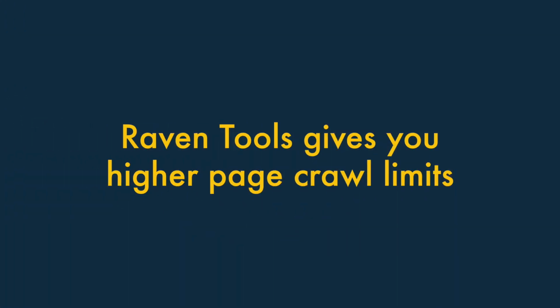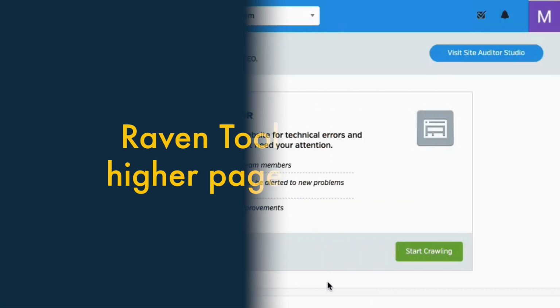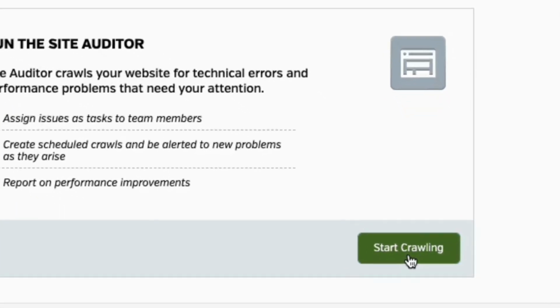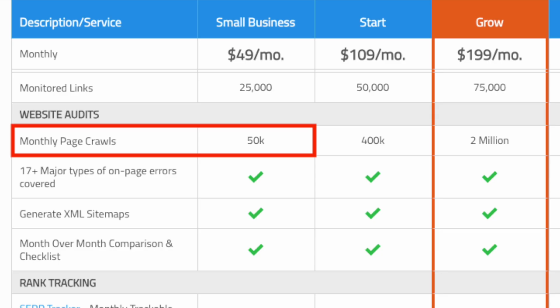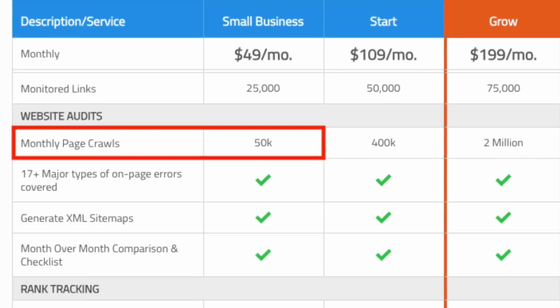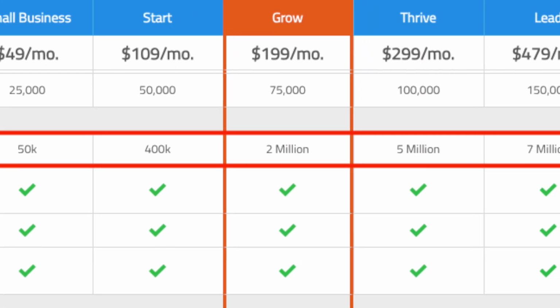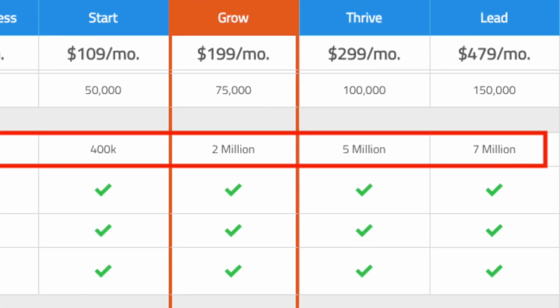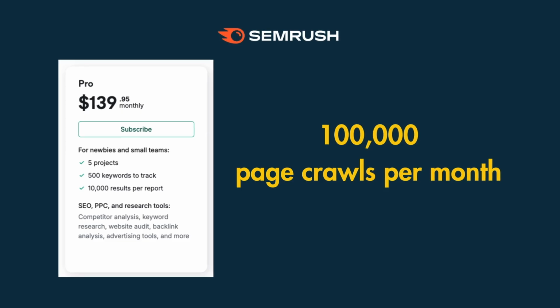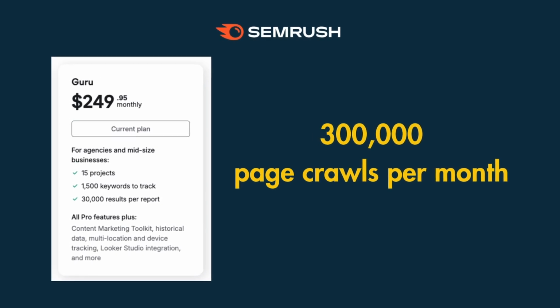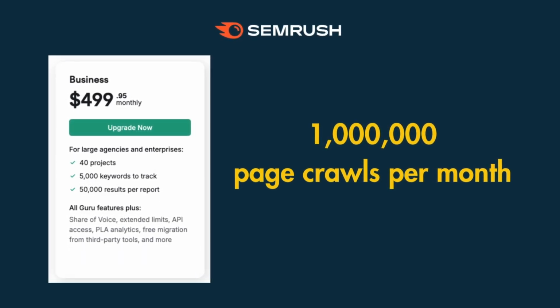3. Raven Tools gives you higher page crawl limits. If you need to run SEO audits on large sites, you may appreciate Raven Tools' more generous page crawl limits. Its very affordable small business plan offers up to 50,000 page crawls per month, and this limit scales all the way up to 7 million pages if you end up on Raven Tools' lead plan. As for Semrush, its Pro plan lets you crawl 100,000 pages per month, the Guru plan 300,000, and the Business plan 1 million. Okay, so those are the 3 main areas that Raven Tools has a potential advantage over Semrush.